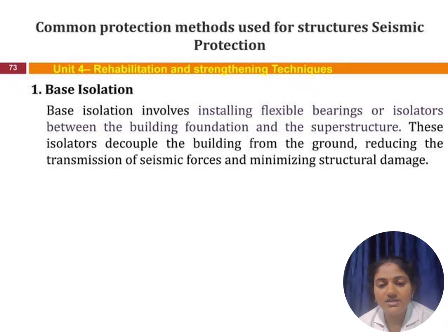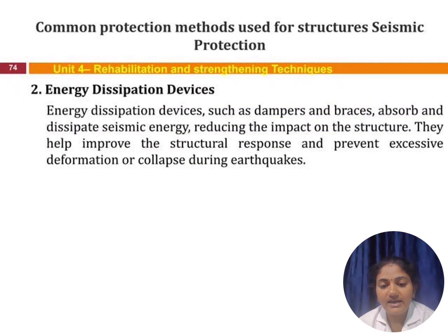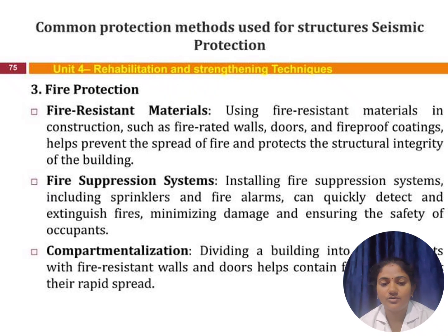The first common protection method used for structural seismic protection is base isolation, by providing a foundation between the building and the superstructure, which reduces structural damage. Then energy dissipation devices like dampers absorb and dissipate seismic energy impacting the structure, to prevent excessive deformation or collapse during earthquakes.